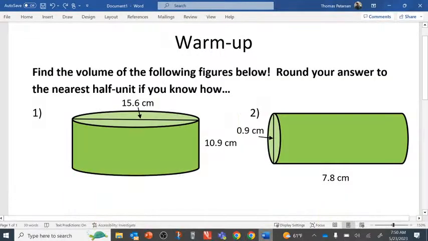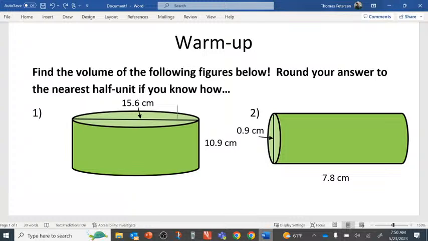Here's your warm up. Find the volume of the figure below. Round your answer to the nearest half unit if you know how. You're going to want to pause the video because we're going to move on in just a minute and open up our stuff. So go ahead and pause the video. Work on this the best you can, and let's see how that goes.